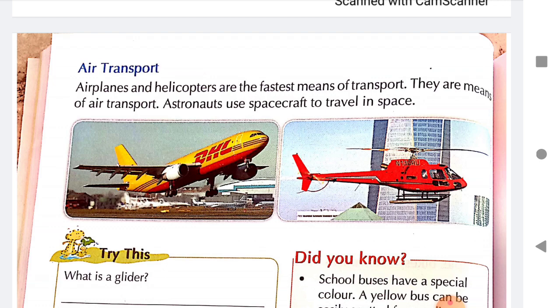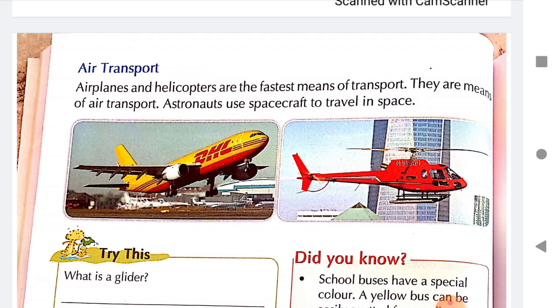Okay. Now you can see the picture of one of the airlines. There are so many airlines operating in India. Air India is the national carrier. That means it is owned by the government of India. And apart from Air India, there are so many private airlines like Indigo, Vistara, SpiceJet, and many more. Okay, Go Air.